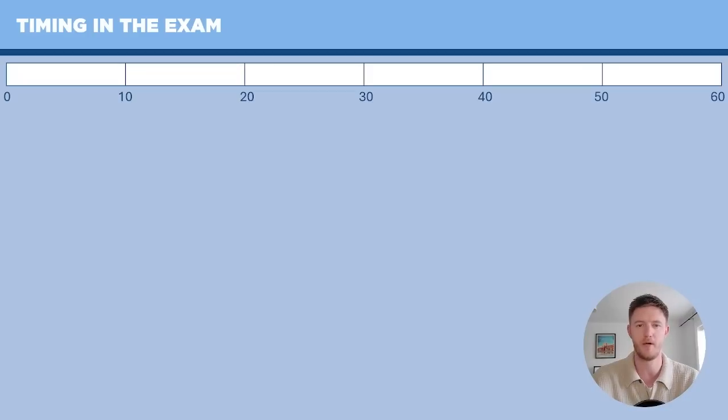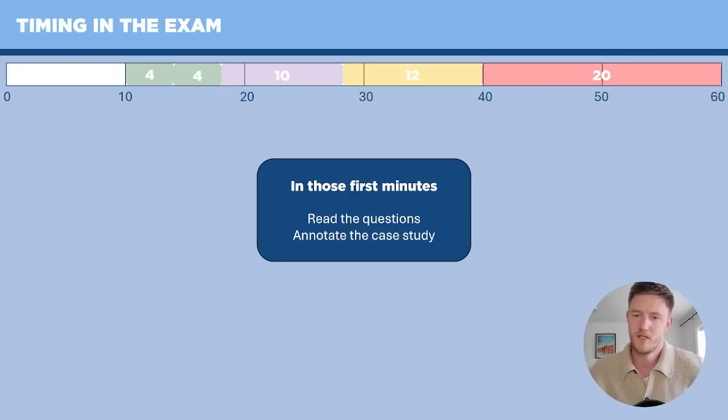Assuming we're going to go mark a minute, you're going to have the 4 markers there. That's going to take about 8 minutes. Then you're going to have the 10 marker, then the 12 marker, and then the last 20 minutes is going to be the 20 marker. And this is why that first few minutes is really, really important. Reading the questions and annotating the case study, you're not going to come back to that 20 marker until 40 minutes into the exam, or obviously for the second half, an hour and 40 minutes in.